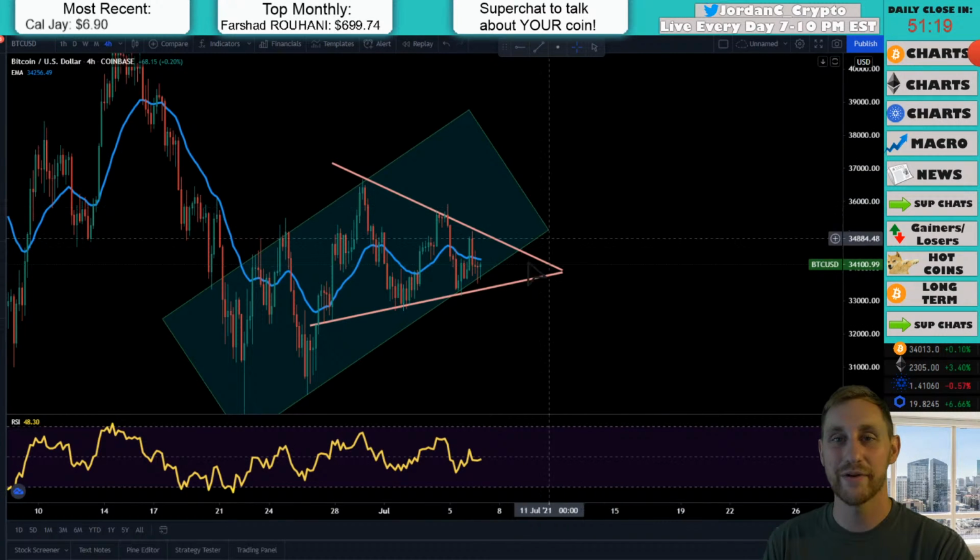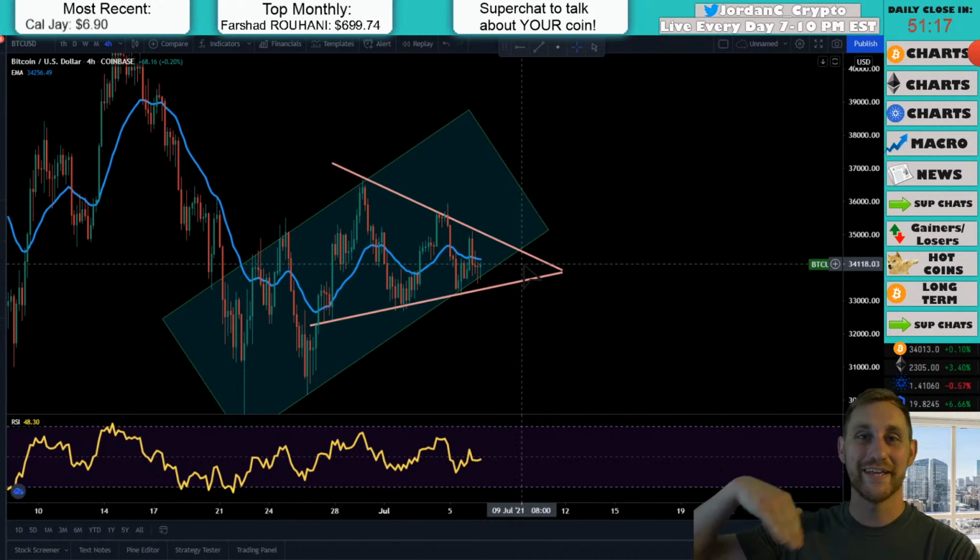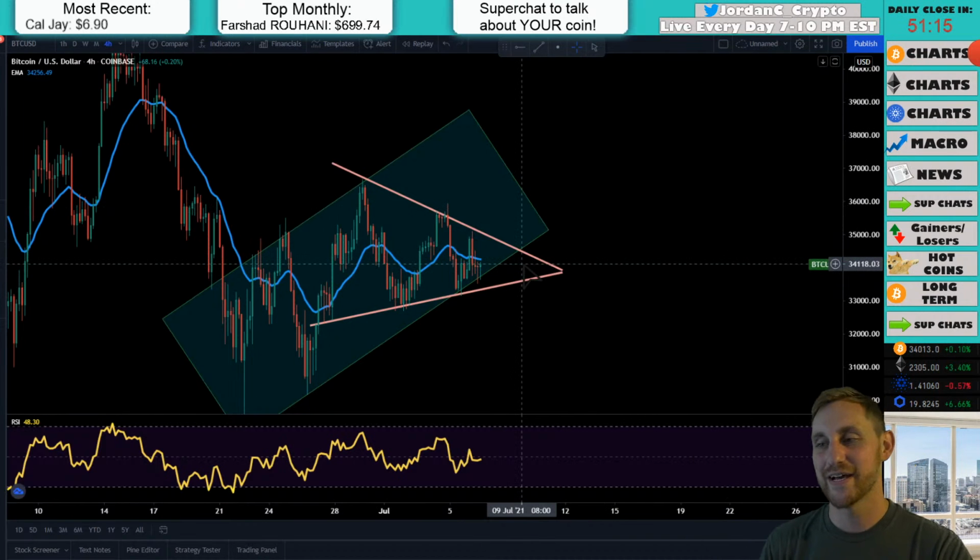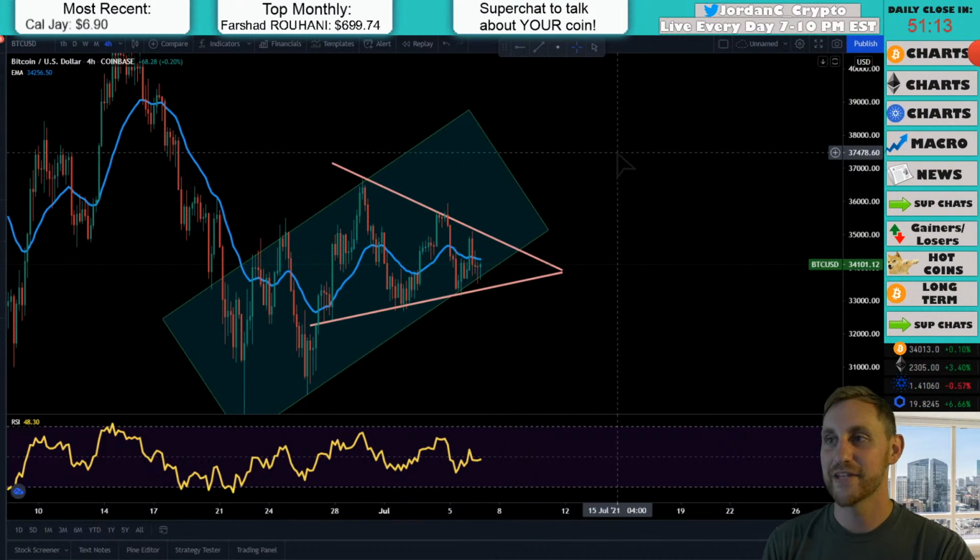Now we've got to hope that we get another backtest up to the upside, and break that old resistance and then try to confirm it as new support. That's what I used to say.